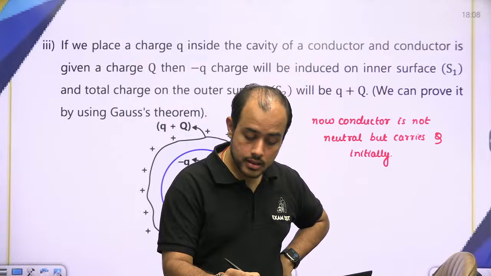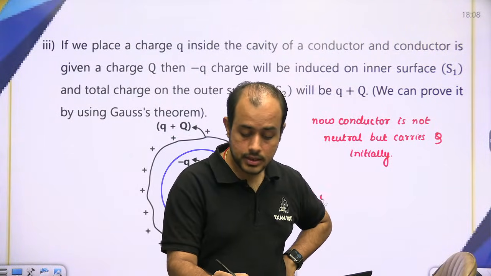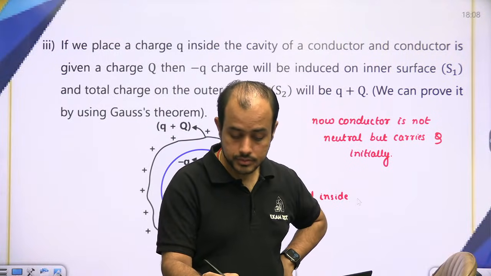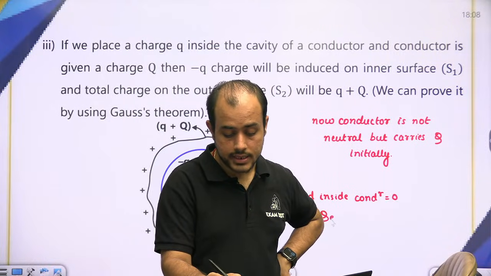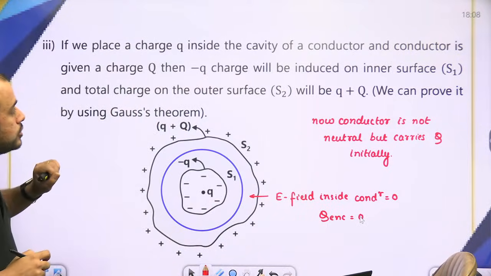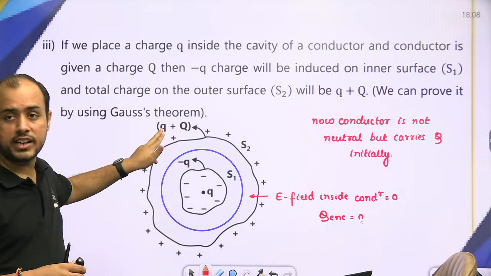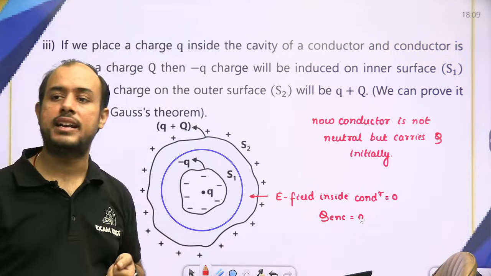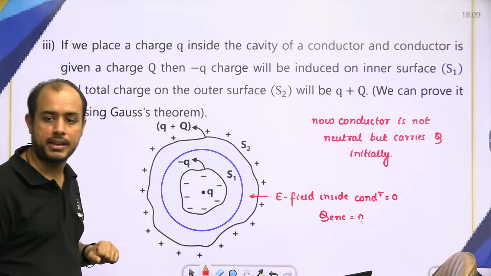Because electric field inside conductor is zero. So enclosed charge must be zero as per Gauss law. So minus q is induced, but total charge should be plus capital Q. So on the outer surface you will get small q plus capital Q, so that total charge remains plus capital Q. देखो ना, q plus Q minus q is capital Q.